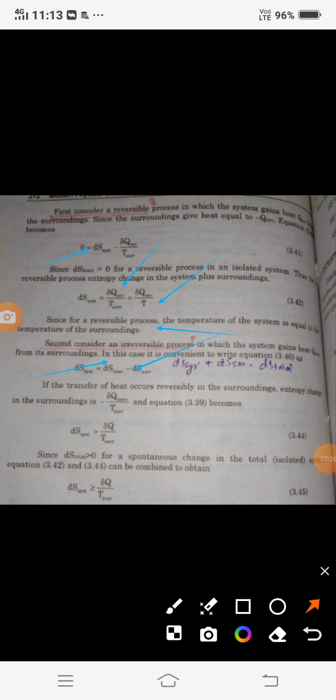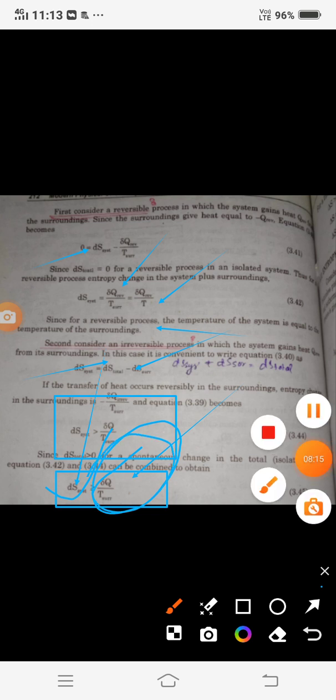So if the transfer of the heat occurs reversibly in the surrounding, then the entropy change can be represented in this form, where the negative sign shows the removal of the heat from the surrounding. So simply, the entropy change of the system is greater than the entropy change of the surrounding. Why is the entropy change in the system greater? The reason is that the reaction is taking place in the system, so the heat is being absorbed from the surrounding into the system. In this way, the more heat is absorbed, the more changes in the structure take place in the system, so the entropy of the system is more as compared to the entropy of the surrounding.